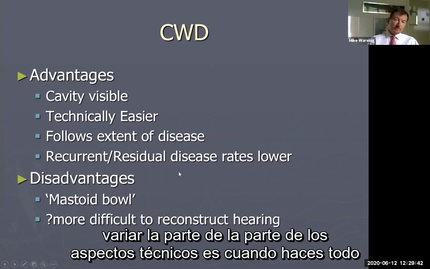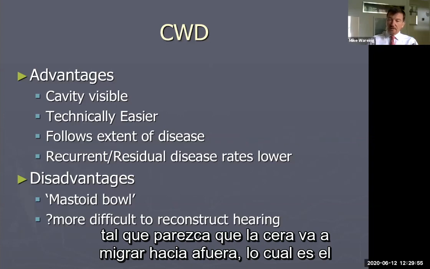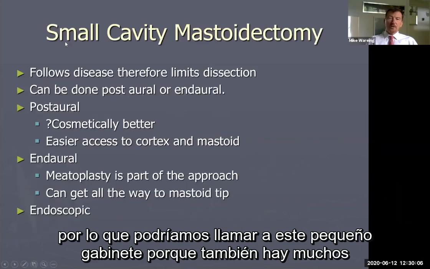Part of the technical aspects when you're doing a canal wall down is to make your cavity ideally as small as possible, and to shape it such that it looks like the wax is going to migrate outwards, because that's the big problem, the failure of epithelial migration. So we might call this small cavity.